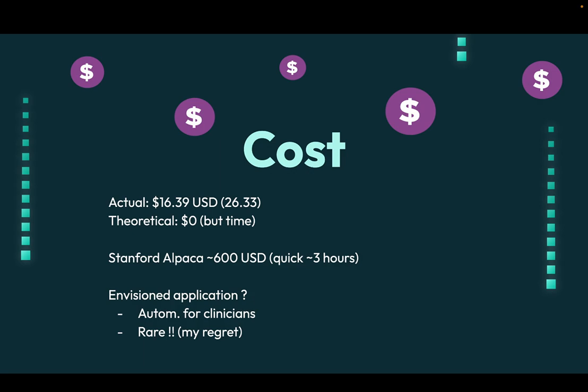But probably a more realistic example is a project called Stanford Alpaca, where they had 50,000 synthetic data examples, and they spent about 600 USD. I think for me it took about 96 hours to get through 2,000. They secured the proper GPUs to be able to get through 50,000 in 3 hours.